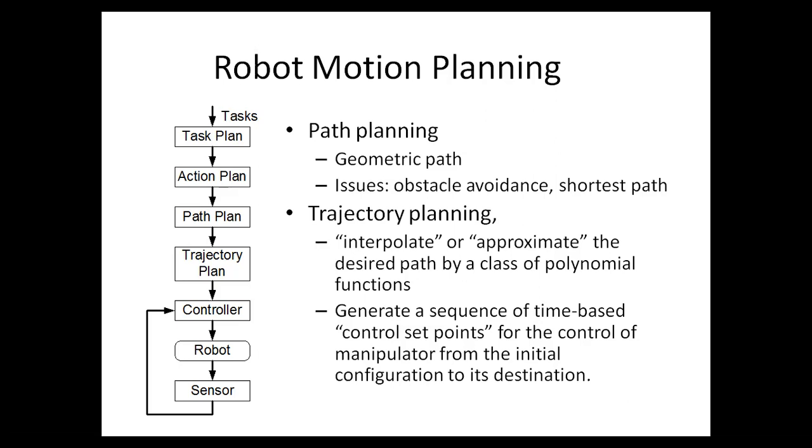When you are defining path planning, it is a geometric path, and we have some issues in terms of obstacle avoidance and a characteristic path. Whereas in trajectory planning, we interpolate or approximate the desired path by a class of polynomial functions. We generate a sequence of time-based control set points for the control of the manipulator from the initial configuration towards the destination. This is the way of robot motion planning.